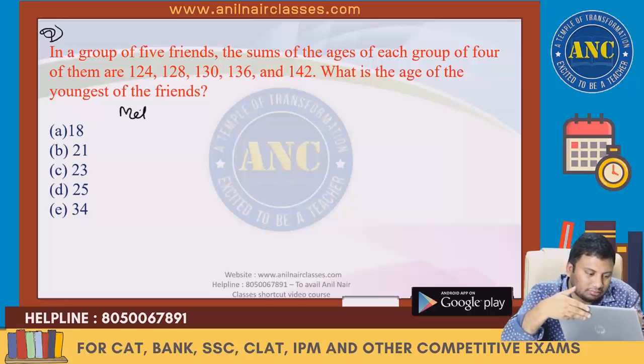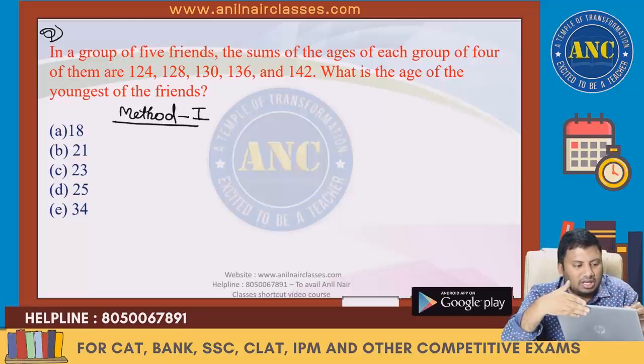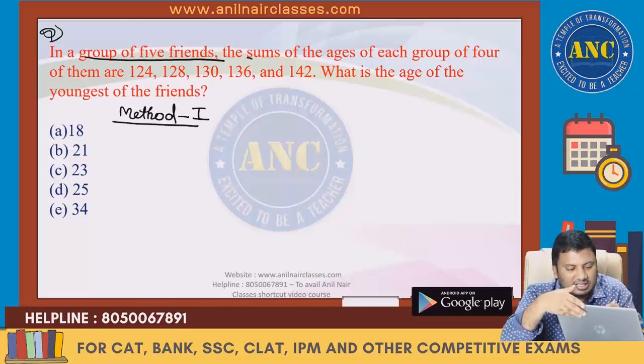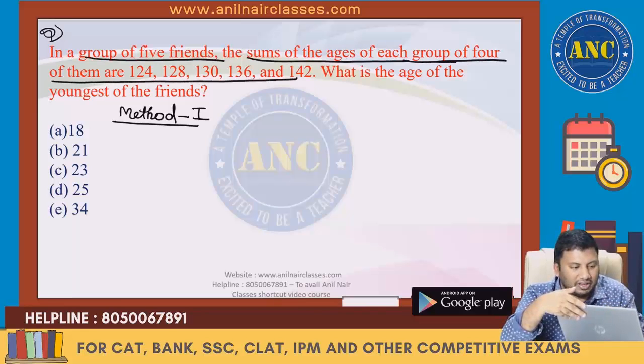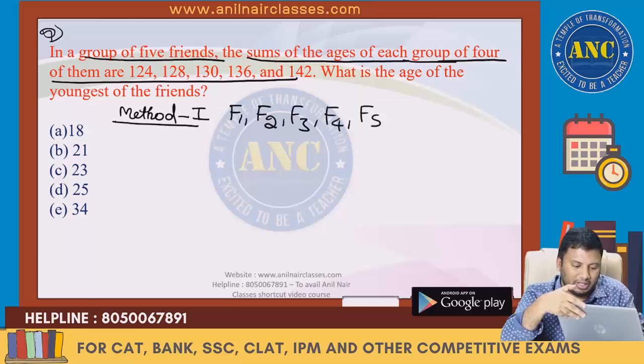Method 1. Very important questions. In a group of 5 friends, the sum of the ages of each group of 4 of them are given. There are 5 friends: F1, F2, F3, F4, F5.